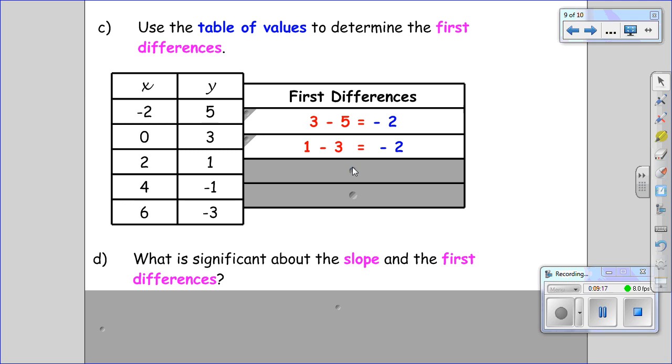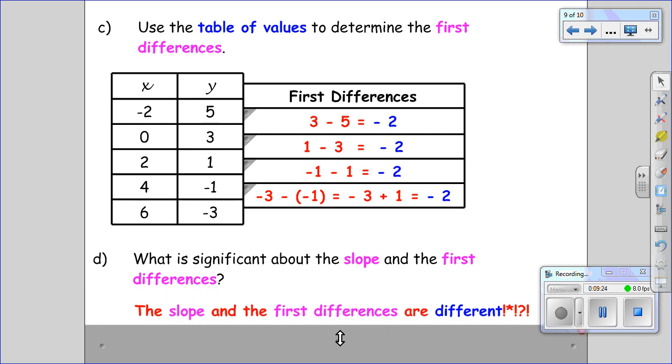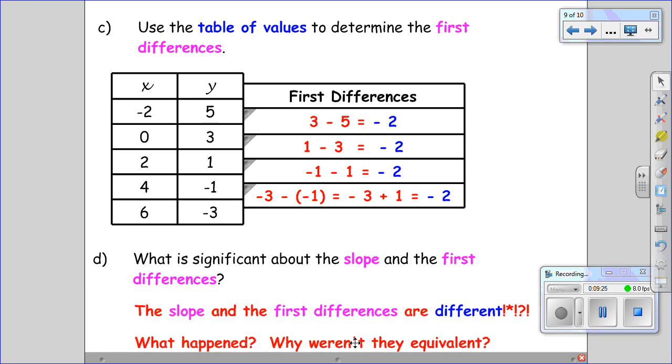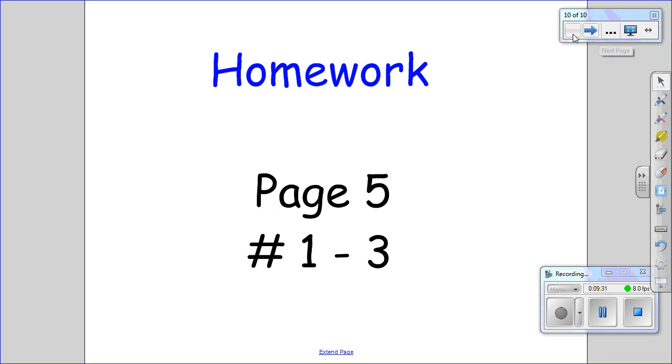1 take away 3 is also -2. -1 take away 2 is also -2. Wait a minute here. The slope and the first differences aren't the same anymore. What happened and why aren't they equivalent? And that's the topic for another day.